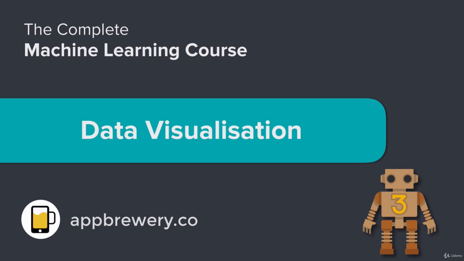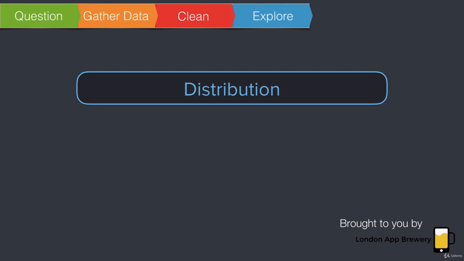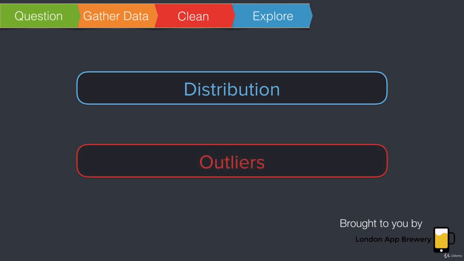And data visualizations don't just come in handy when it comes to, say, presenting a snazzy final report to your boss, your team, or your client. Data visualizations also help us make sense of our data at the exploration stage. How so? Well, there's two things that we want to get a sense for right now. The first is the distribution of the data, and the second are outliers in our data.